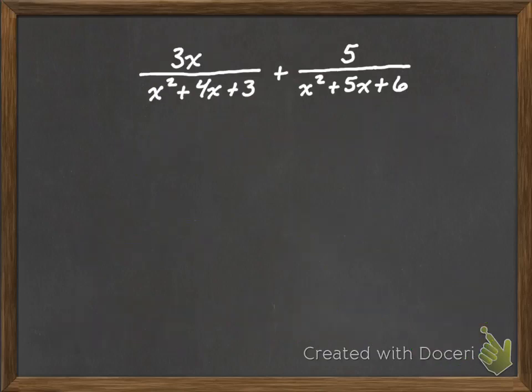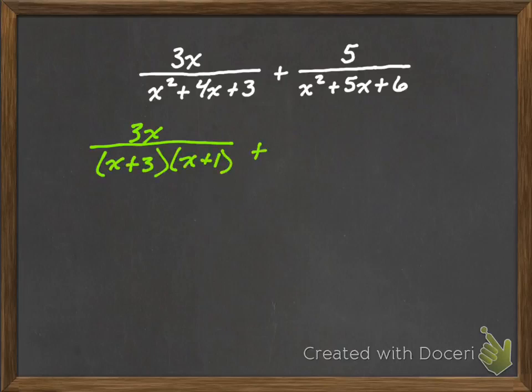All right, this one's going to involve factoring on both the denominators. And so here we will have 3x over x plus 3 times x plus 1. And then this one factors down to x plus 2 and x plus 3.